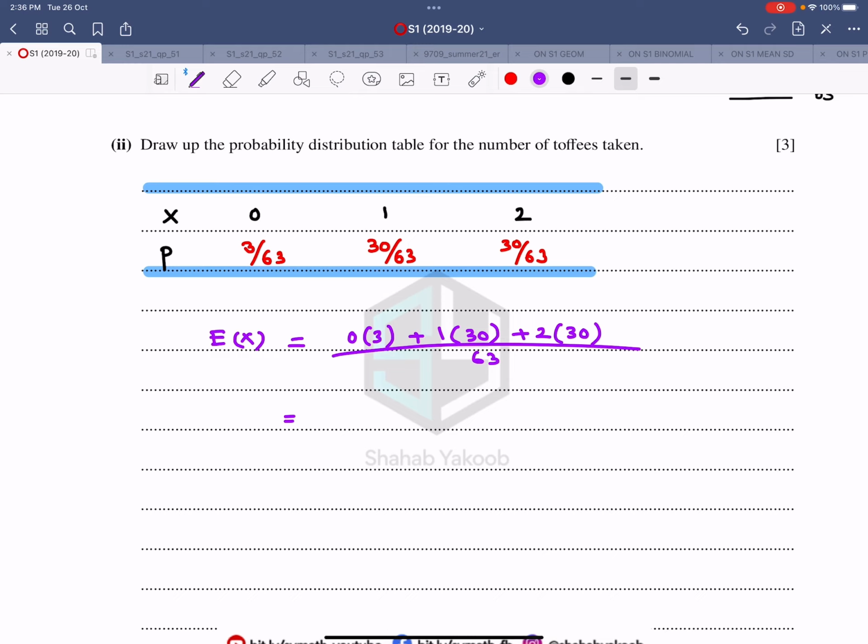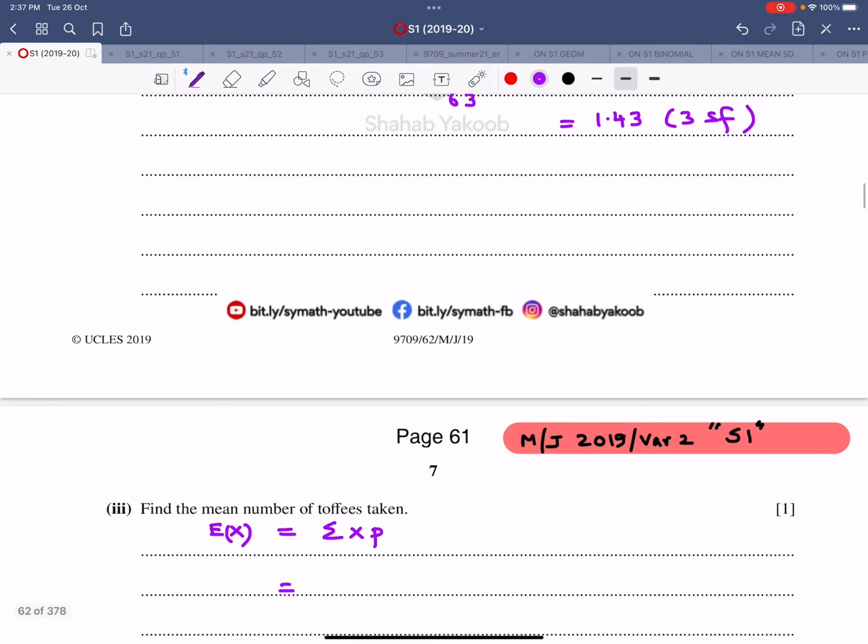That is the benefit of not reducing the fraction. So now if I multiply it out, this is 0 plus 30 plus 60. That is 90 over 63. So 90 divided by 63. That gives me the answer 1.4285, which can be written as 1.43 correct to 3 significant figures. And of course, you can leave the answer in fractions also.